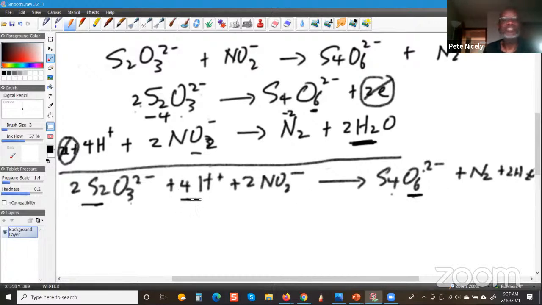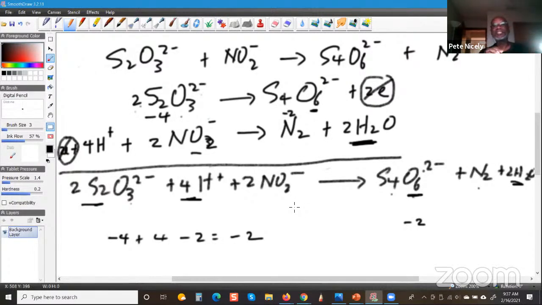And then we have 4 hydrogens here. We have 4 hydrogens here. And then we have two nitrogens, and then we look at the charges. We have -4 from the two thiosulfate ions, +4 from the hydrogen ions, -2. So that gives you a total of -2. And over here we have a total of -2. So therefore, the charges are balanced as well. So this is basically how we do this particular problem.